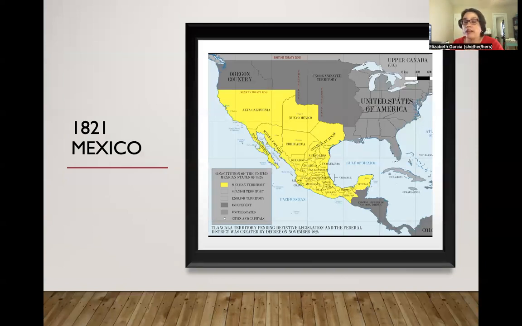Now, in 1821, Mexico becomes independent from the Spanish. And so now you see in the map, all of those yellow areas are what the country of Mexico is in 1821. And you will see this significantly shrink as we get to the war between the US and Mexico that results in what is today the Southwest becoming a part of the United States, those northern areas that you see in the yellow area there.